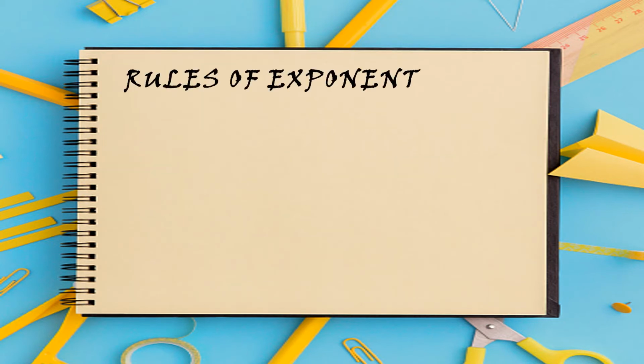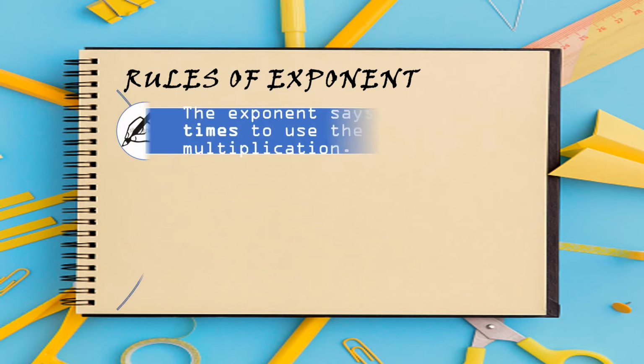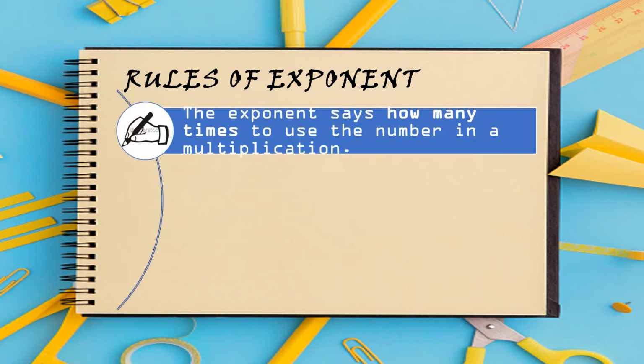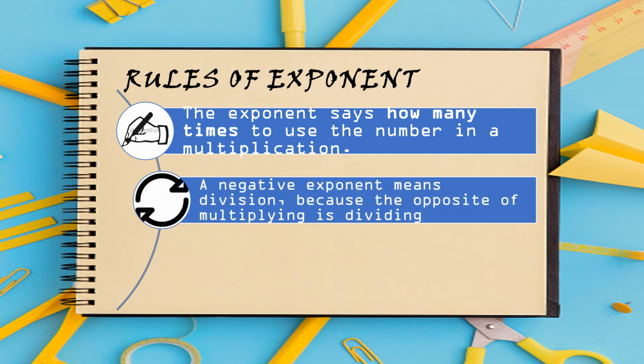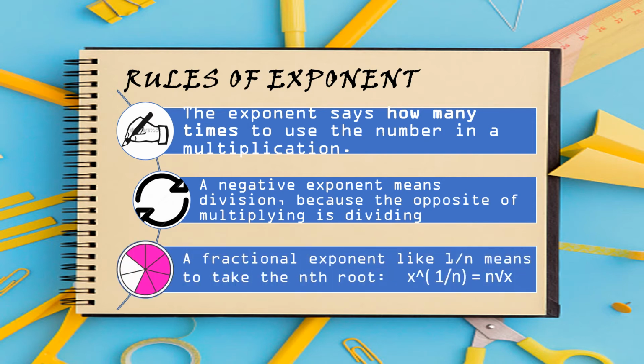To summarize, the laws of exponents, also called rules of exponents, come from these three ideas. First, the exponent says how many times to use a number in a multiplication. But if your exponent is a negative exponent, it means division, because the opposite of multiplying is dividing. A fractional exponent like 1 over n means to take the nth root. So, x raised to 1 over n equals the nth root of x.